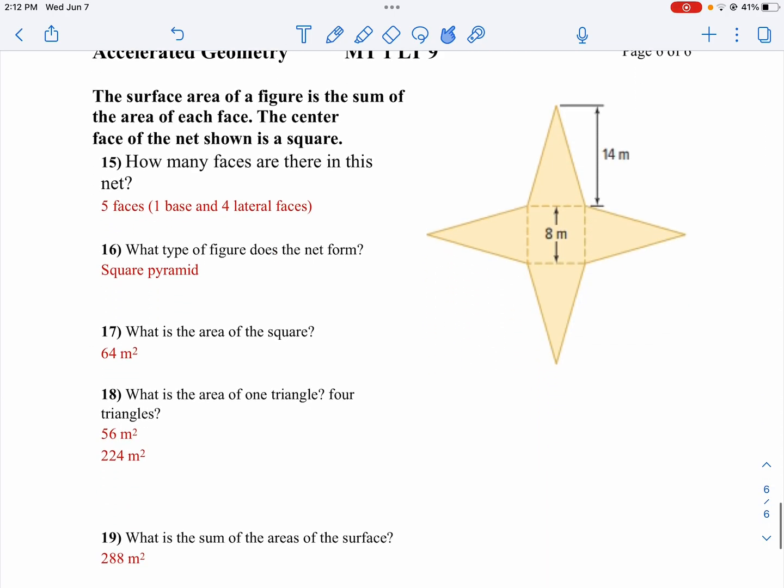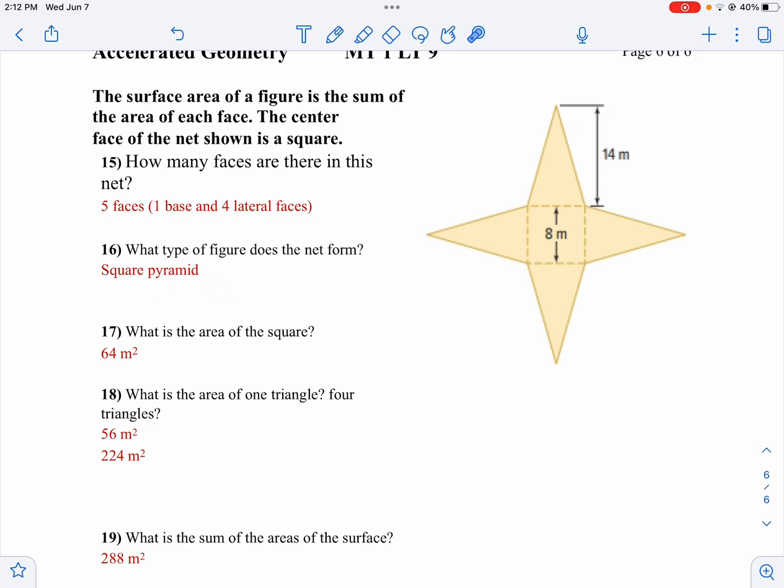And then on question 15, we have 5 faces, 1 square and 4 triangles. And then since it's a square and it goes to a point, that's a square pyramid for number 16.